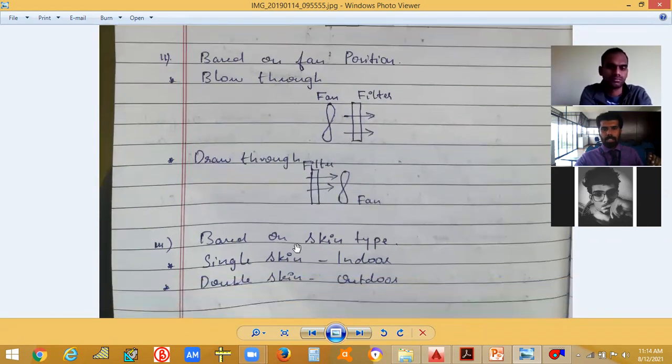Next comes based on skin type. Skin type means just the outer covering. It will be a single skin or a double skin. Mainly the indoor unit will be a single skin and the outdoor unit will be mainly double skin. That's its cover.